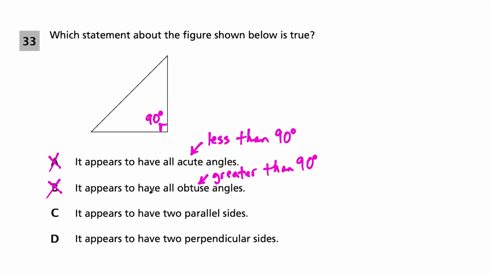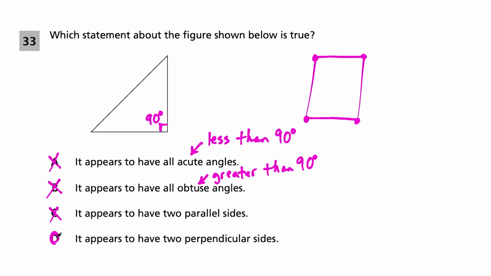Choice C, it appears to have 2 parallel sides. The problem with choice C is that if you drew 2 parallel lines over here like this, notice that the only way to close this would be to draw in 2 more lines. If I connected like this, notice that this part here is still open. I would have to draw in another line segment like this and connect. And then I would have a 4-sided figure, but it would not be a triangle anymore. It would be a quadrilateral, a shape with 4 sides.